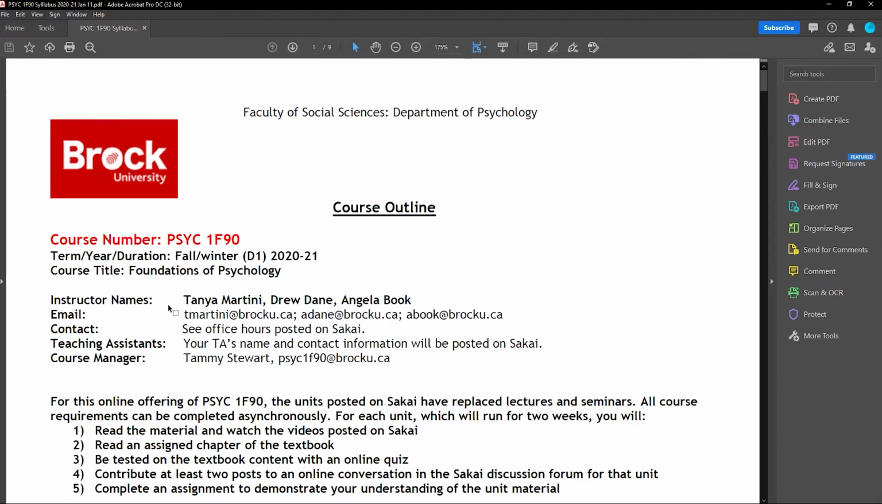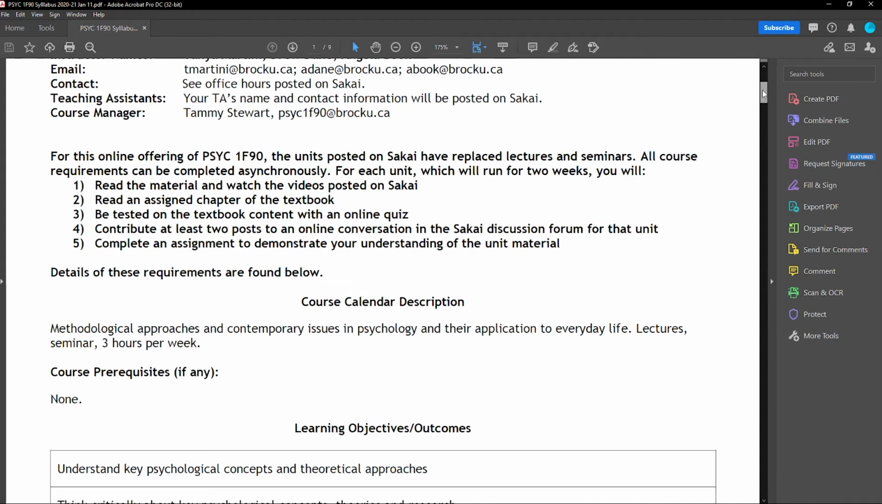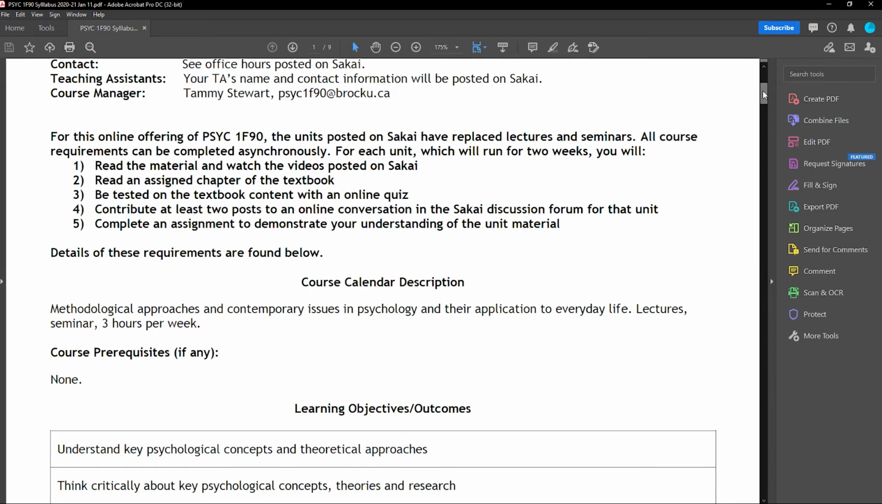So we're going to start right at the top of this first page where it says the course number, Psych 1F90, and the title, Foundations of Psychology. The names of your instructors and TAs, as well as how to contact them, should also be here for your reference. On the first page, there's typically also a short description of the course taken from the Brock undergraduate calendar. This lets you know the gist of what the course is about and if there are any prerequisites. In this case, there are none.